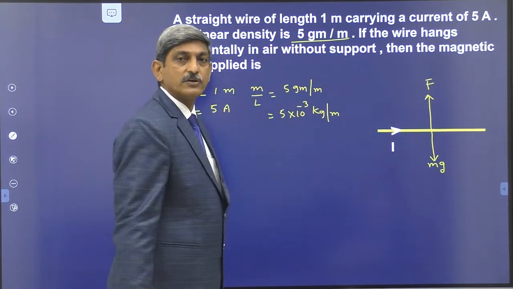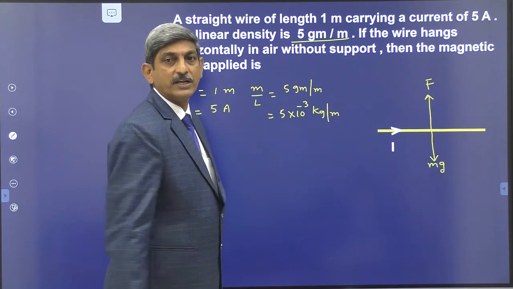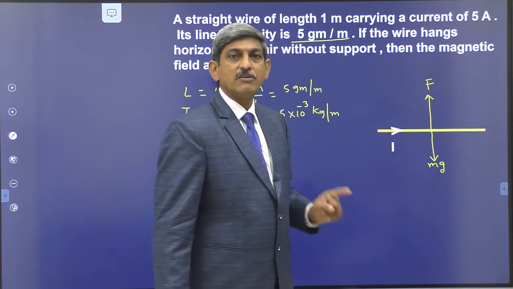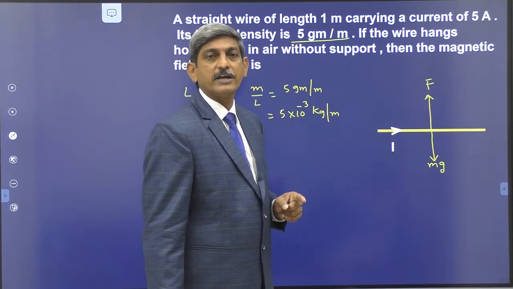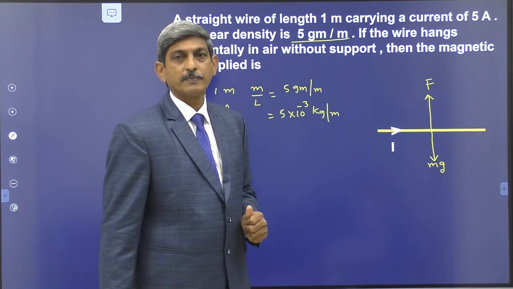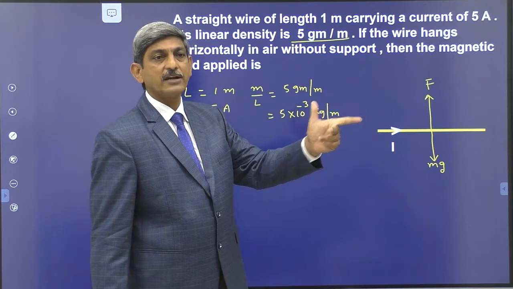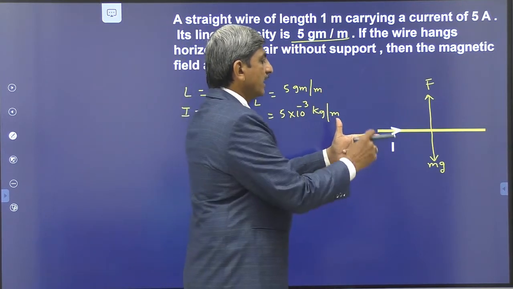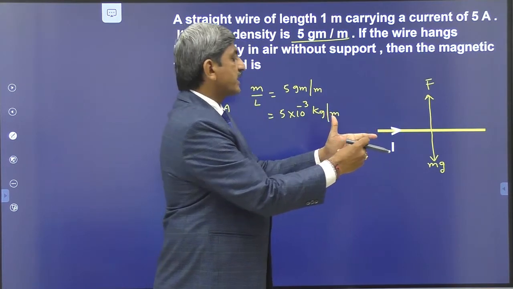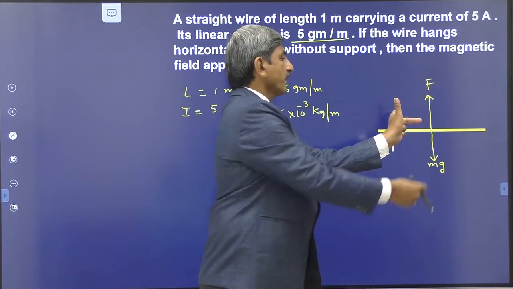Here, who applies that force? That force is applied by means of the magnetic field. Now, to apply the force along this direction, what is the direction of the magnetic field required and what is the strength of the magnetic field required? That is our question. The direction of the magnetic field can be decided by Fleming's left hand rule. Here, the index finger gives the direction of the magnetic field, the middle finger gives the direction of the current, whereas the thumb gives the direction of the force.